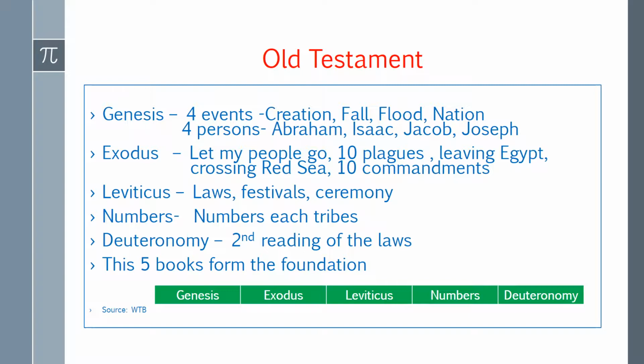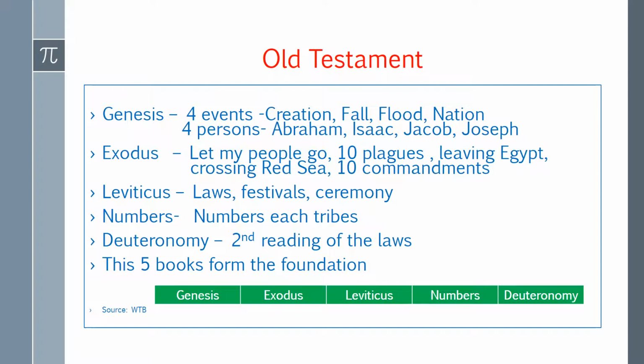Next, Exodus. Exodus is about how God used Moses to bring the Israelites out of Egypt. So it's basically about "Let my people go." God sent 10 plagues to the Egyptians to show them that he is God in charge. Then the Jews leave Egypt. It's also about the crossing of the Red Sea and how God gave the 10 commandments to Moses.